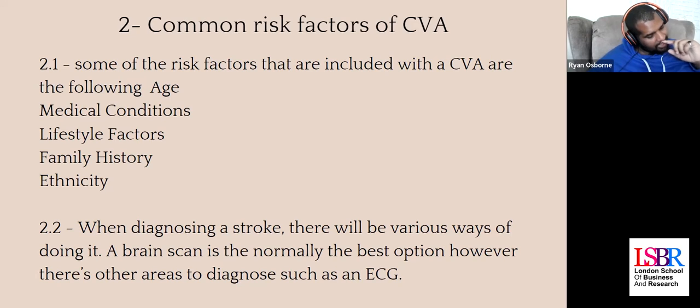The next thing is a person's medical conditions. If a person has certain medical conditions and has a stroke, that is always a recipe for disaster, isn't it? Because the medical condition could make the stroke even worse, or vice versa. If they have a stroke, it could make the medical condition much worse as well.